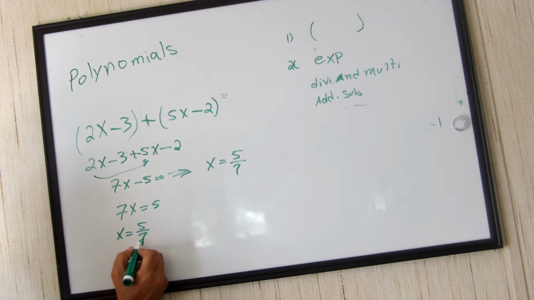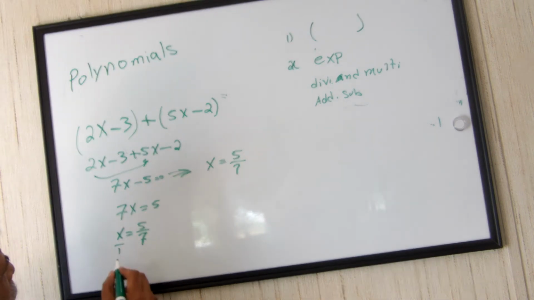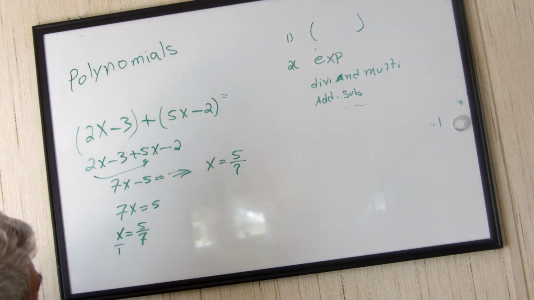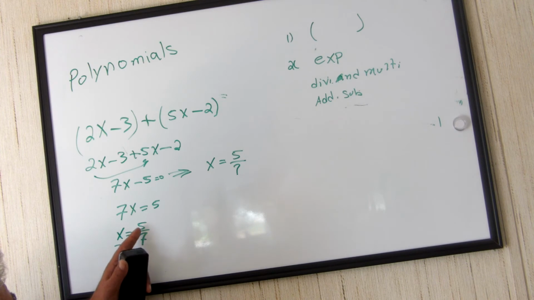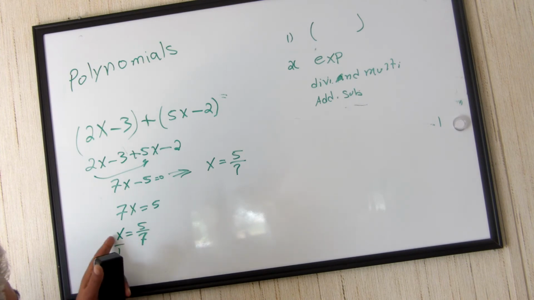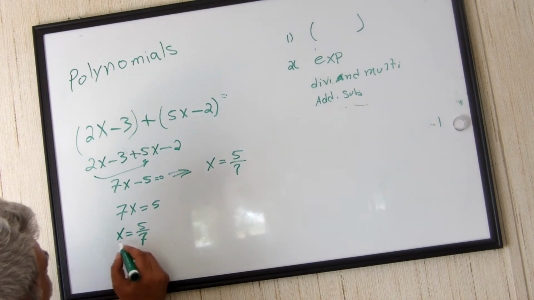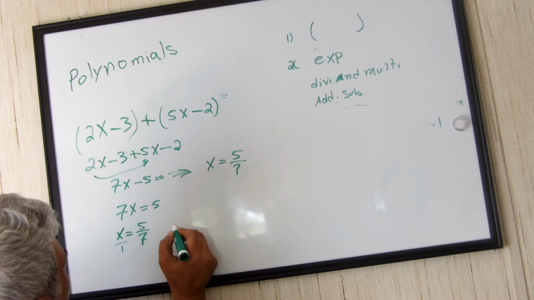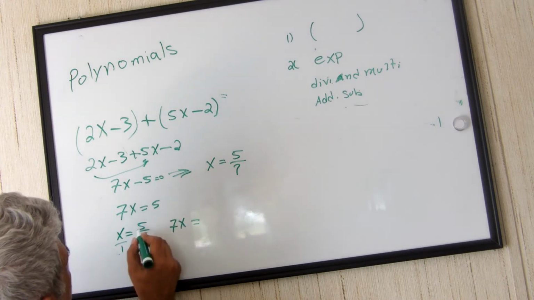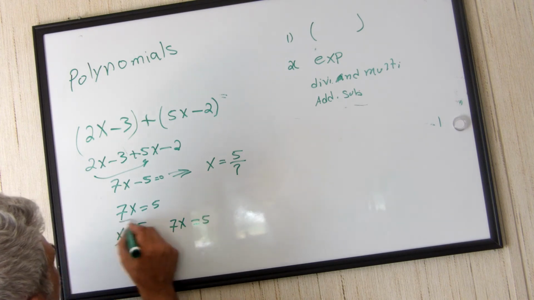Or you could get it back to its original if this 5 is divided by the coefficient of x, which is 7. Now, this is the answer. If you want to come back to the original, you say x times 7, which is 7x, is 1 times 5, which is going to be 5. It's like this.